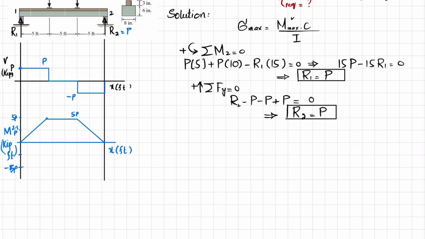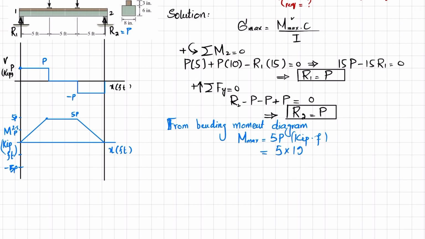Now from the bending moment diagram, you have maximum bending moment equal to 5P, and the unit will be kips into feet. If you convert it into inches, you will multiply 5 with 12 into P, and the unit will now be kips into inch.